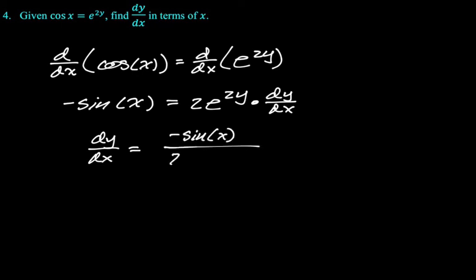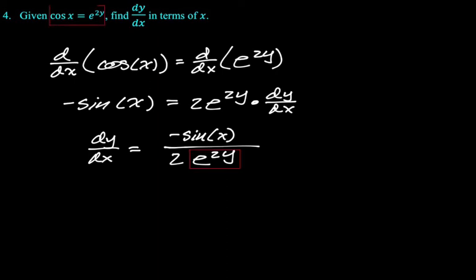2e to the 2y, which, if I was allowed to write my answer in terms of x and y, which frequently you are allowed with derivatives, I would be done. But here it says in terms of x. Or maybe if it didn't say in terms of x, but it was multiple choice, and none of the options had a y in it, you'd have to think to yourself, there's got to be something I can do.